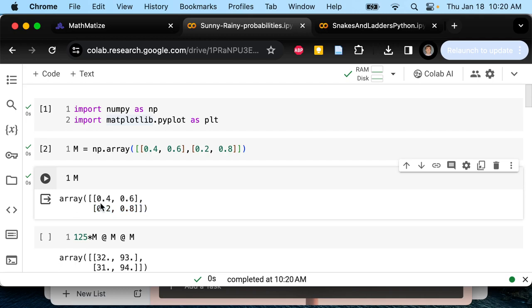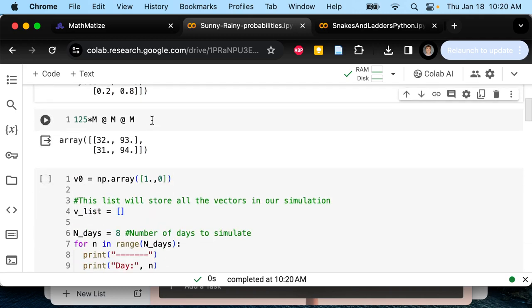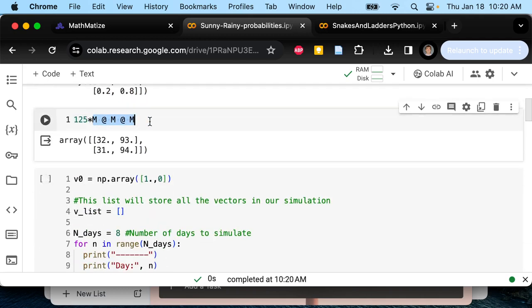So there we go. And here I did M cubed. So I did M @ M @ M, that is multiplying M three times to get M cubed. If you multiply that by 125, you get exactly 32, 93, 31, 94. Like we said, the 125 is canceling out the 1 over 125.